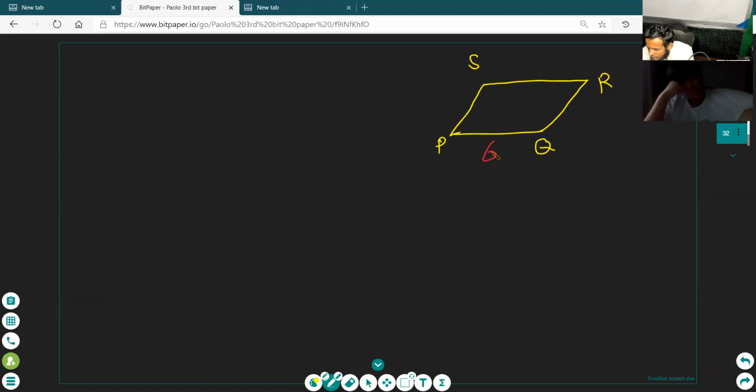What is the value of this? The value of this is also 6. Yes, write it. Now draw a perpendicular.